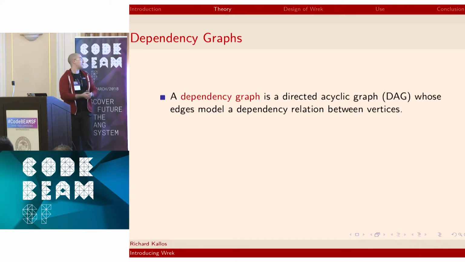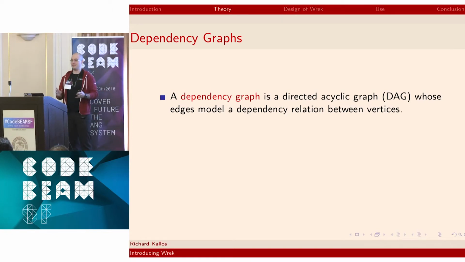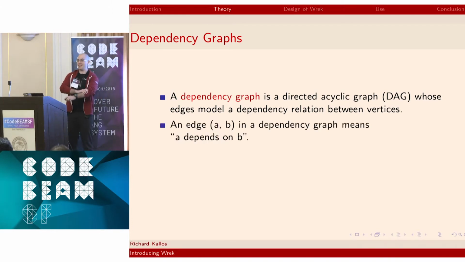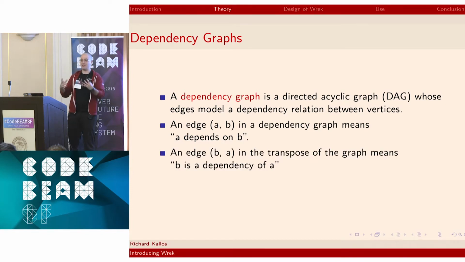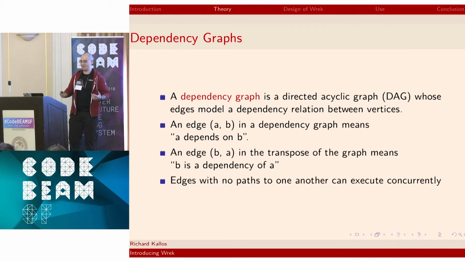So a dependency graph is a directed acyclic graph whose edges model a dependency relation between vertices. Let's break this down a bit. An edge in your graph from A to B means that A depends on B. It works. I typically like to think of the edges as being flipped around, where you have the transpose of your graph, and you can say that B is a dependency of A. Because I usually think, oh, I'm about to do this thing, what things need to happen first. So I'm really thinking about the transpose of a dependency graph.